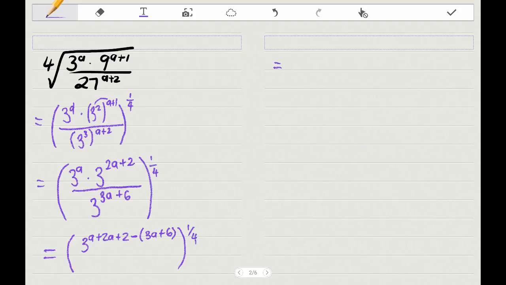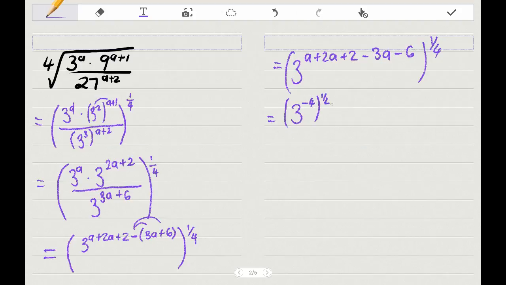Okay, so let's simplify that. That's 3a plus 2a plus 2, and that minus will change both of the signs in the bracket, and that's all to the power of a quarter. See, so that minus, we distribute it. So now let's group our like terms. a plus 2a minus 3a is 0, so the a's cancel out. And then we have 2 minus 6, which is minus 4, to the power of a quarter.